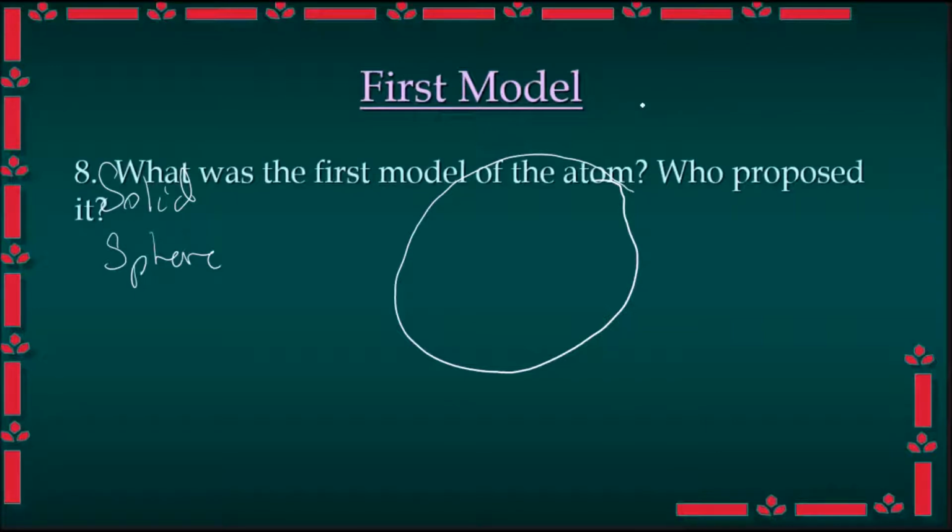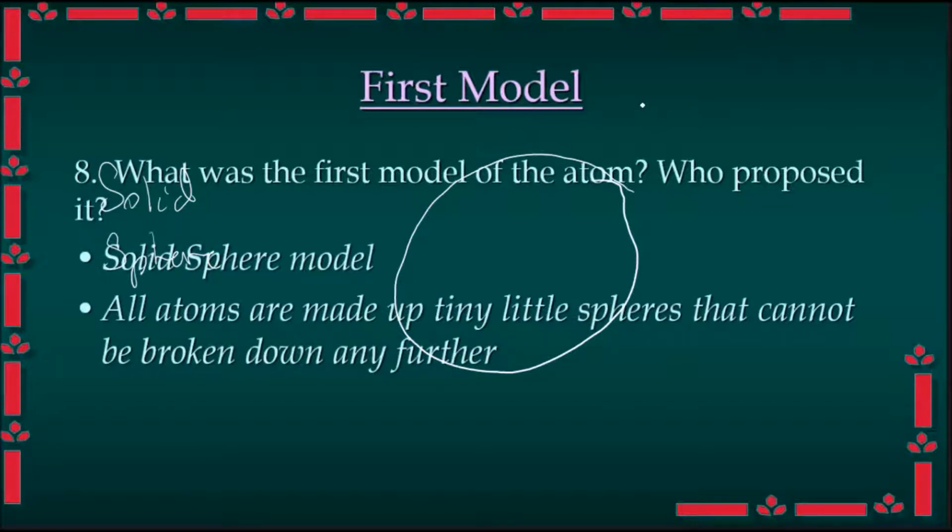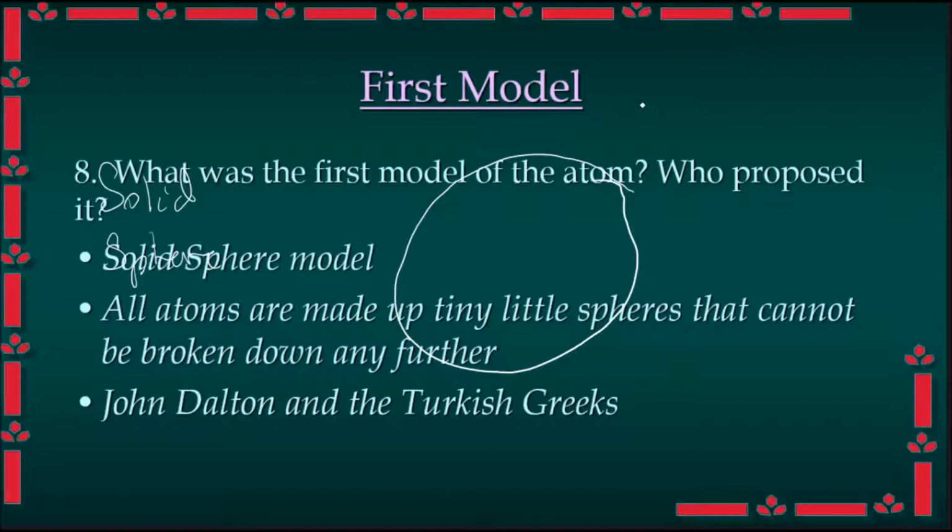The first model of the atom was proposed by John Dalton. Tiny little spheres that cannot be broken down any further. It was proposed by John Dalton and the Turkish Greeks. I know, it should be a band. John Dalton and the Turkish Greeks.